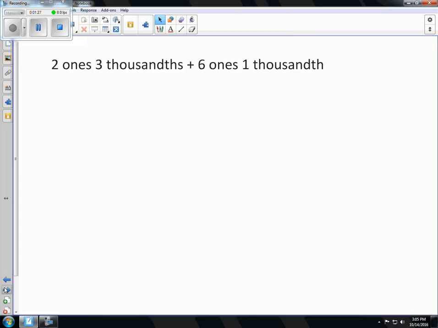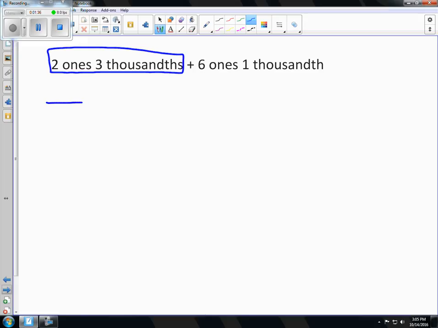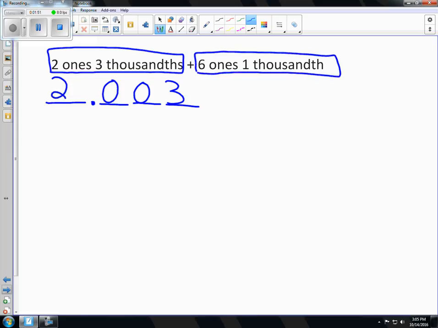Now I have numbers that have whole numbers and decimals to them. So I have 2 ones and 3 thousandths. All of that is before the addition symbol. So I need to make that into one number. So I have ones, and I have tenths, hundredths, thousandths, and I fill it in. I have 2 ones, I have 3 thousandths, and I use the zeros as placeholders. Then I come over here and I'm adding it to 6 ones and 1 thousandth. So I have ones, tenths, hundredths, thousandths. I have 6 ones. Then I have 1 thousandth, and I have 0, 0 as my placeholder.